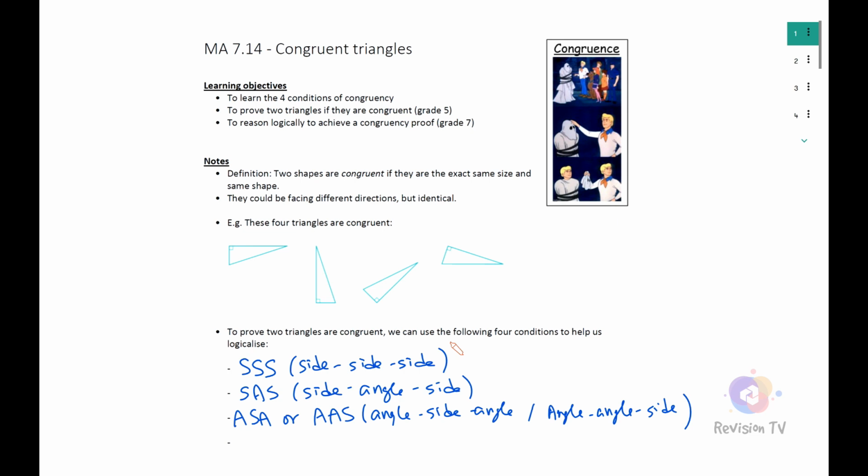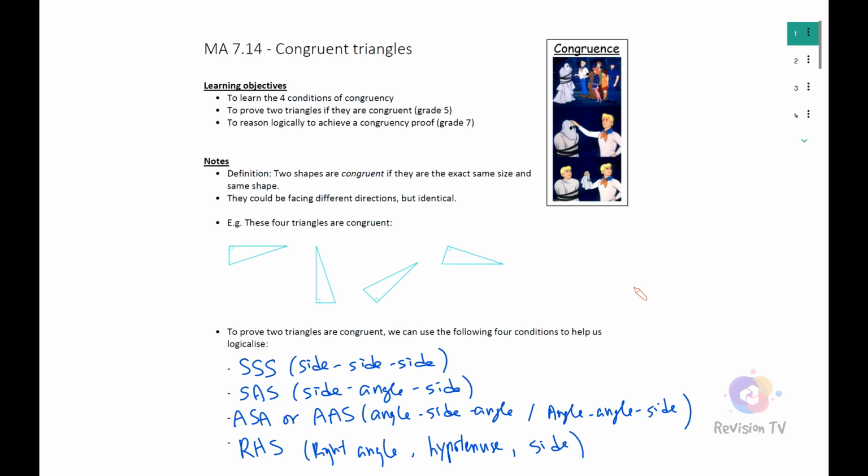And the last one is RHS, not right hand side. It's called right angle, hypotenuse, and a side. All right.